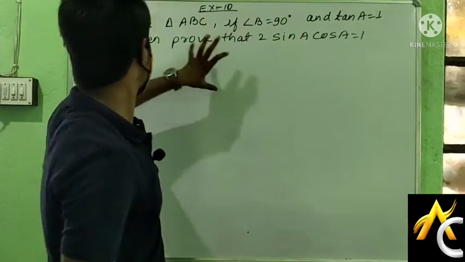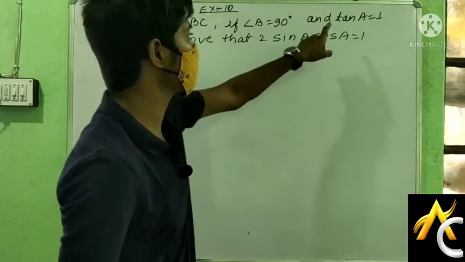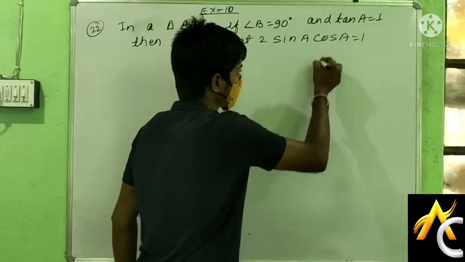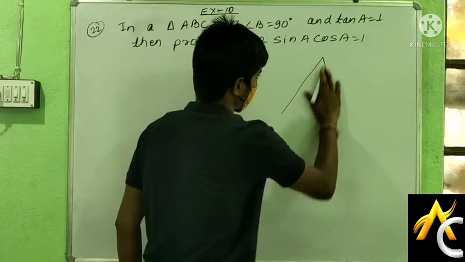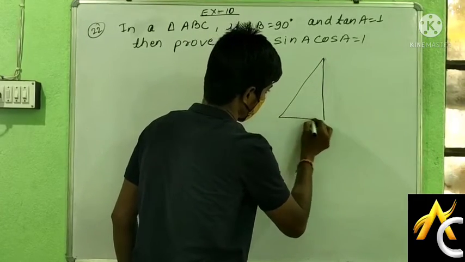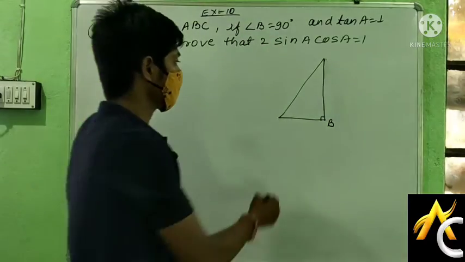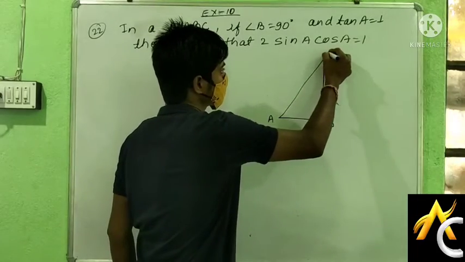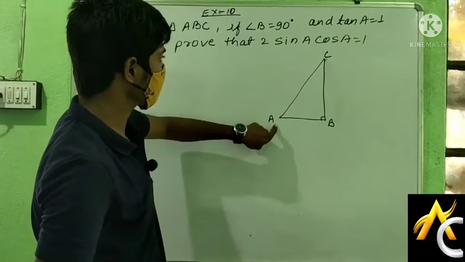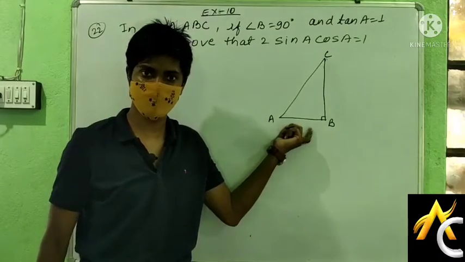So in this it is given that triangle ABC is a right angle triangle because angle B is equal to 90 degree and tan A is equal to 1. So we are going to draw a right angle triangle like that. Let us consider that this is angle B because angle B is equal to 90 degree, and let us consider that this is A and this is C. Now for angle A, this will be its perpendicular height and this will be its base, right?